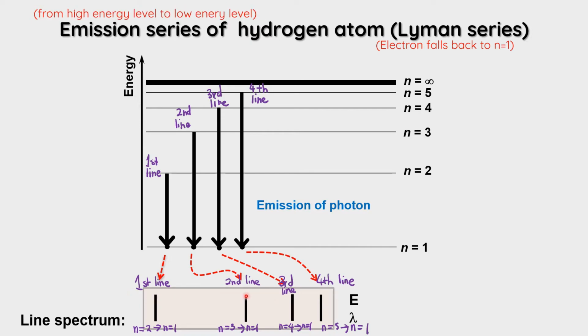From the first line to the fourth line, we can see that the energy increases and the lambda or wavelength decreases. How can we get this relationship? We can simply refer to the previous formula. Delta E equals hc over lambda. Lambda and delta E are inversely proportional. So from first line to the fourth line, we can see that the energy increases. So by having this greater energy, greater value, the lambda here will be the lower value.